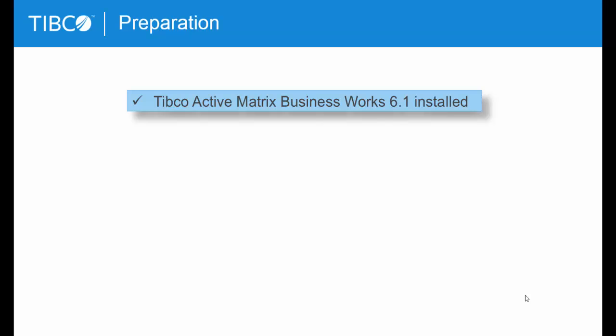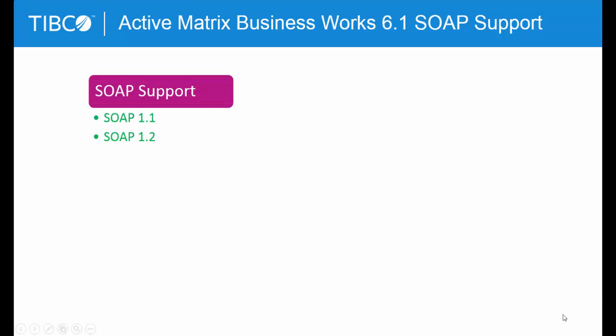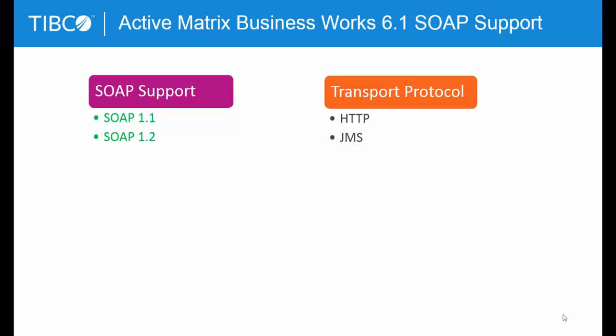You will need to have Tibco ActiveMatrix BusinessWorks 6.1 installed on your machine. Tibco ActiveMatrix BusinessWorks 6.1 supports SOAP 1.1 and SOAP 1.2 protocol. SOAP binding in Tibco ActiveMatrix BusinessWorks allows you to create services and clients based on the SOAP protocol. Messages created by SOAP binding can use HTTP or JMS transport for communication.